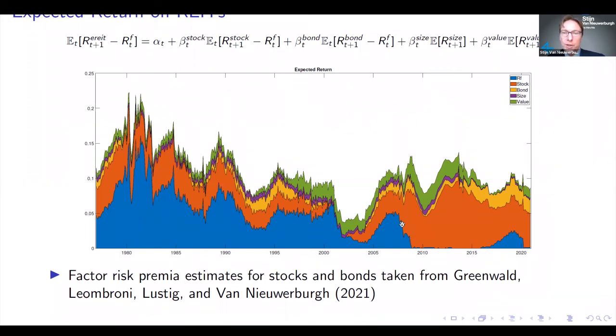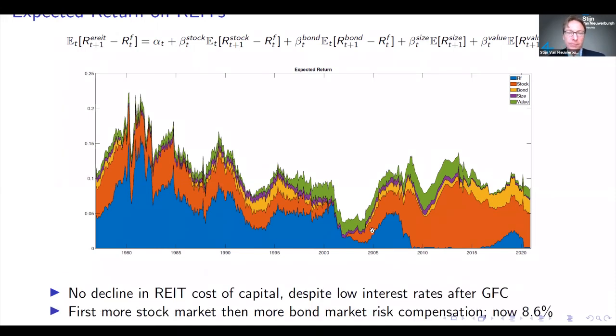So, the Fed lowered interest rates all the way to zero. We were at the zero lower bound for about 7-8 years. But yet we didn't see a large decline in the expected return on REITs. And the reason is that this decline in interest rates was fully offset, or almost fully offset, by a rise in risk premia. The equity risk premium, the red area, became much larger. And then towards the end of our sample, the bond market risk premium, the interest rate risk exposure of REITs, became larger as well. That's the yellow area.